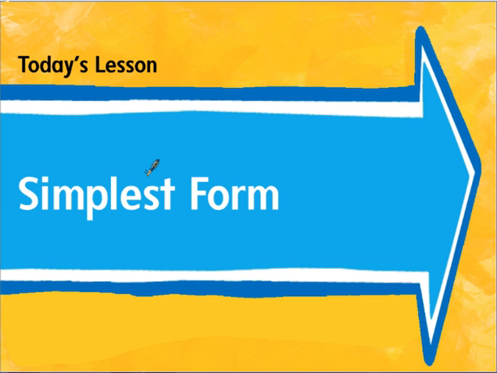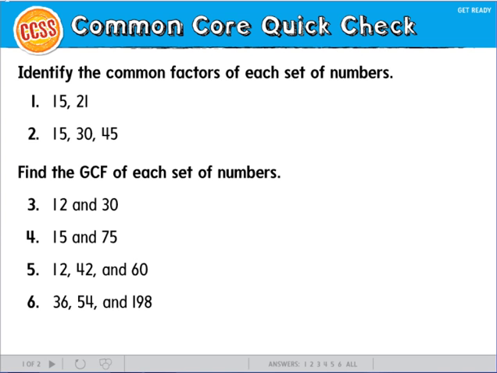Alright, so we're going to use the greatest common factors as we did yesterday to create simplest form today. I want you to do the even numbers on this page on your whiteboard. Go ahead.